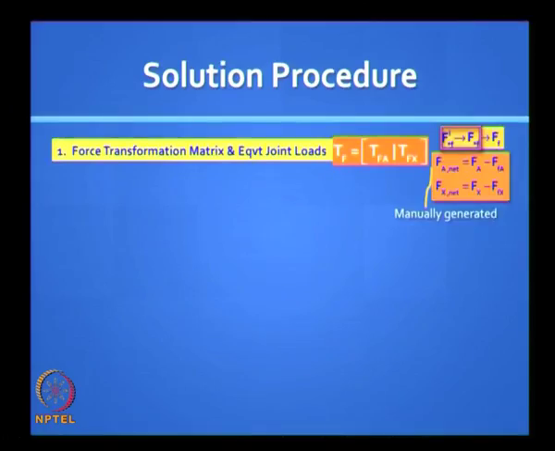So the procedure: first write down the force transformation matrix, find out the equivalent joint loads. This part is borrowed from the stiffness method, which is unfortunate, because the flexibility method is not able to stand on its own. It has to borrow this concept because you just can't handle intermediate loads in a matrix formulation.